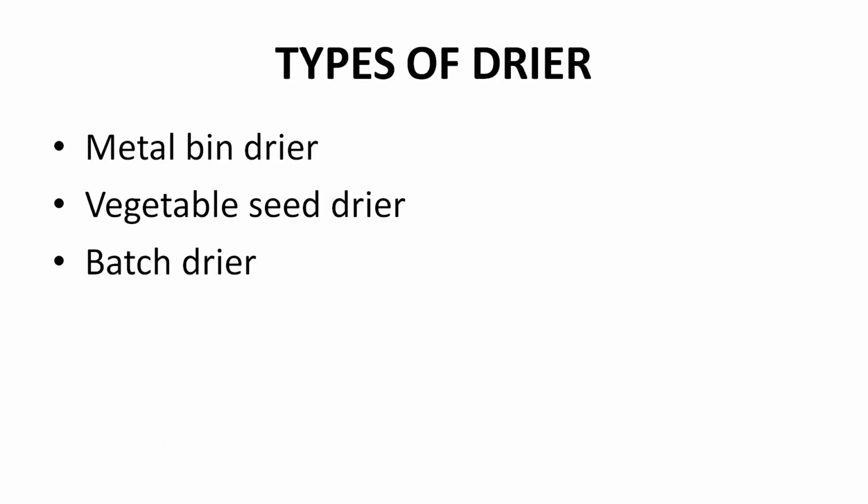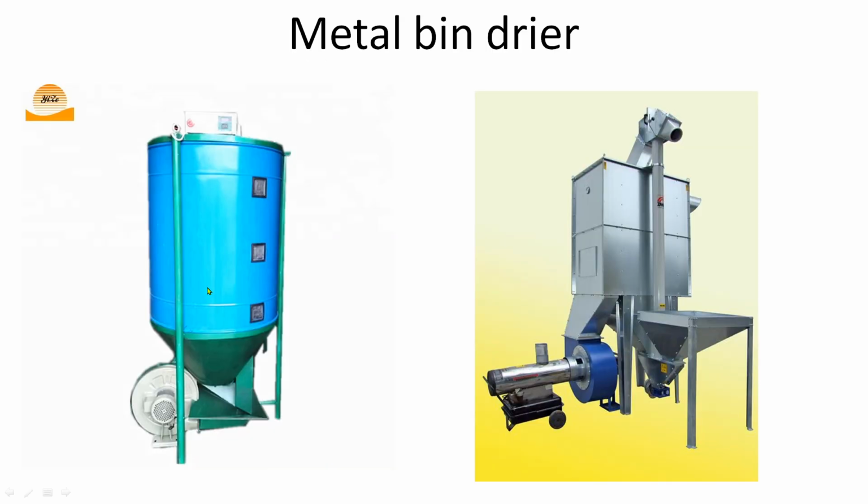And the types of dryers used in this mechanical method of drying here are metal bin dryer, vegetable seed dryer, and batch dryer. In the metal bin dryer, the seeds are placed in a metal bin and heated air is blown into the bin through a perforated layer on the bottom of the bin.